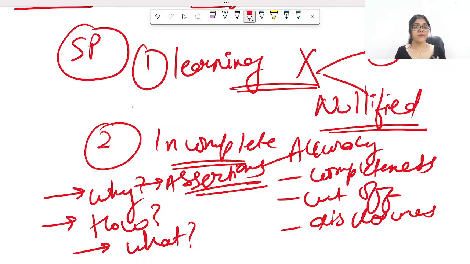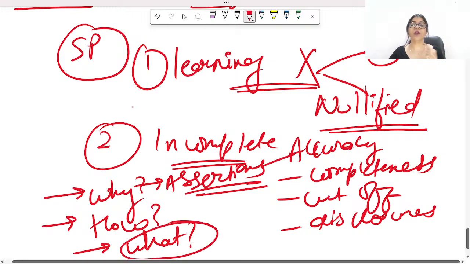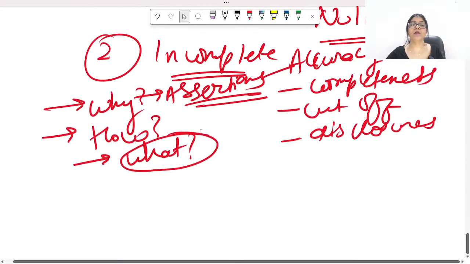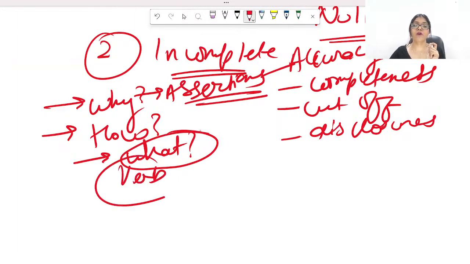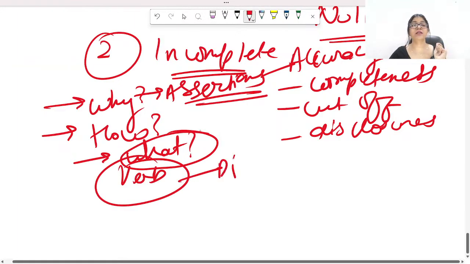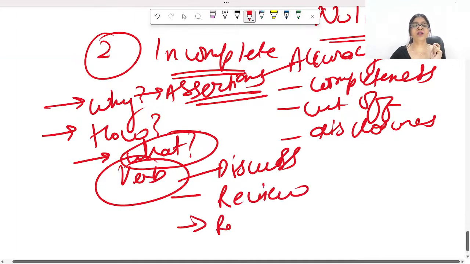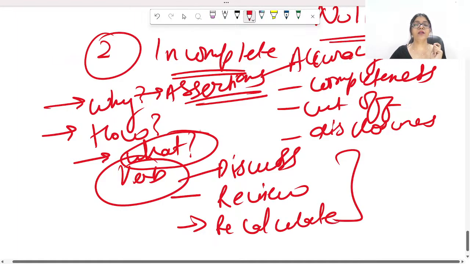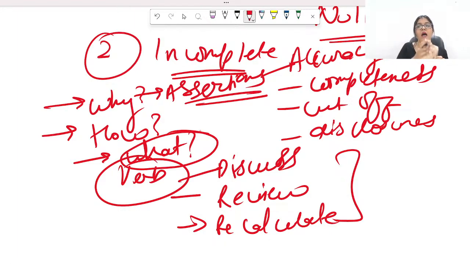So assertions are equally important. When you're talking about what, it basically means the verb that you start with. For example, discuss, review, recalculate. All of these are verbs that tell you what you are doing. Are you discussing with the management? Are you reviewing any supporting documentation? Are you recalculating any of the figures in the financial statements which are being given? So these verbs are really important.